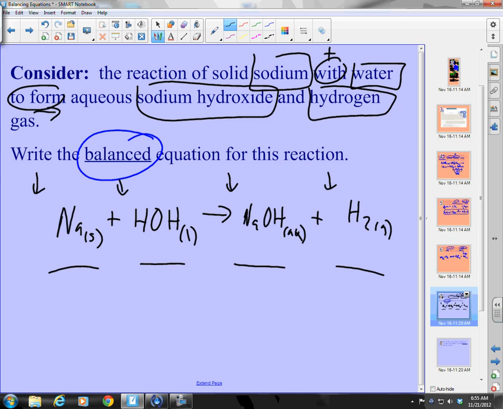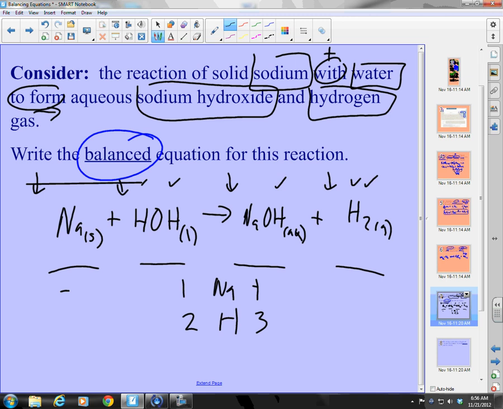I look at this and I say, okay, I've got 1 sodium on this side, 1 sodium on this side. So those are balanced. Hydrogens. Okay, let's look at my hydrogens. I have 2 hydrogens here. I have 1, 2, 3 on this side. So my hydrogens are not balanced. Okay, so what does that mean I have to do? Well, I have to do something.